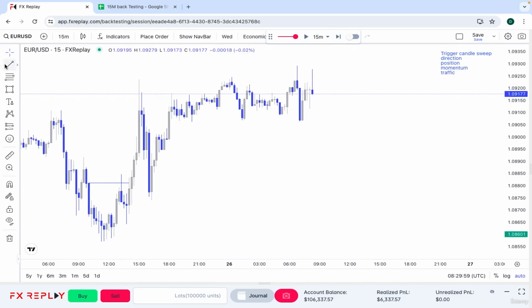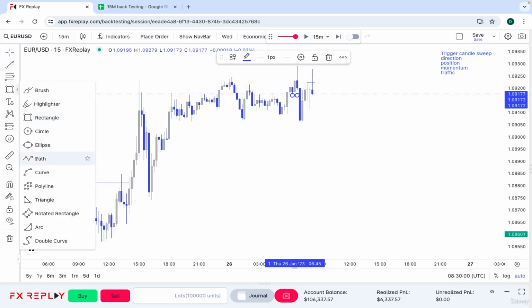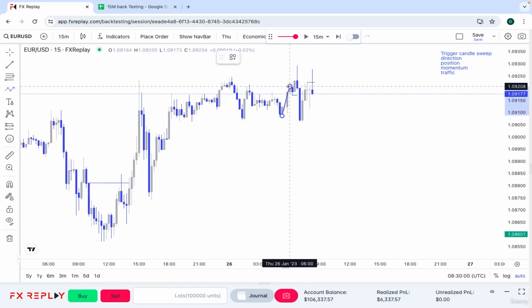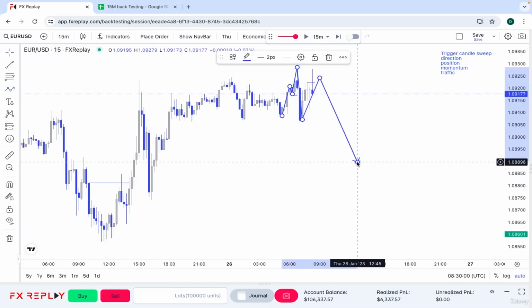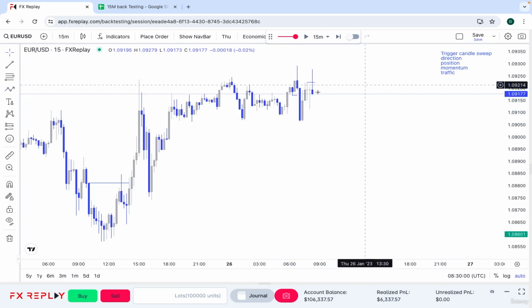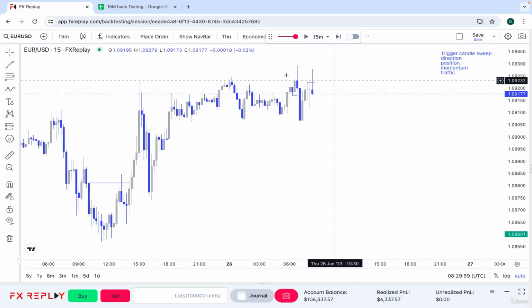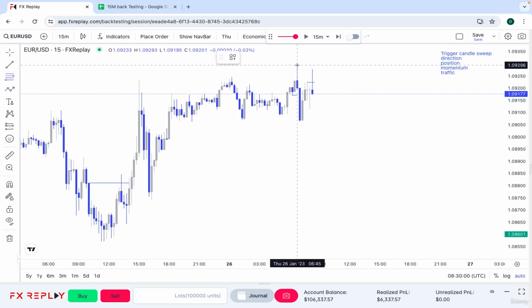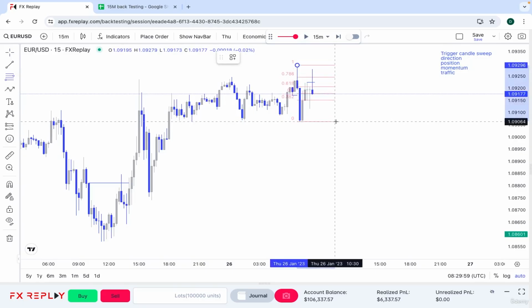Right, that's a trade. I can tell that already. So there's our sweep. There's our trigger candle, bearish. There's our break to the downside. So let's just do the direction. Like this, like this, like this. Break to the downside. So we're coming back up potentially to take the lows. So trigger candle sweep, yes. Direction, yes. Position, yes. We've retraced over 78, high to the low.